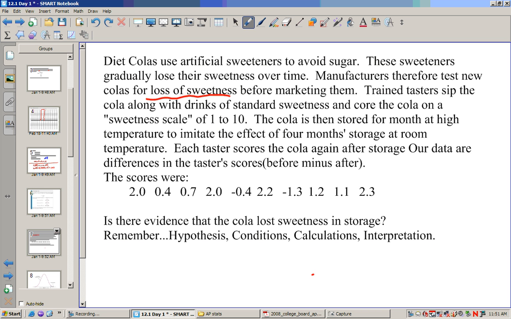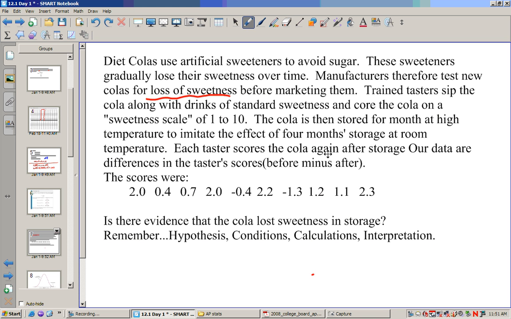Trained tasters sip the cola along with drinks of standard sweetness and score the cola on a scale of 1 to 10. The cola is then stored for a month at a high temperature to imitate the effect of 4-month storage at room temperature.